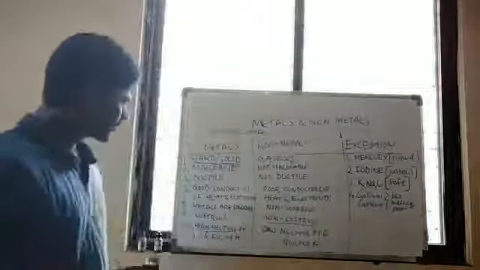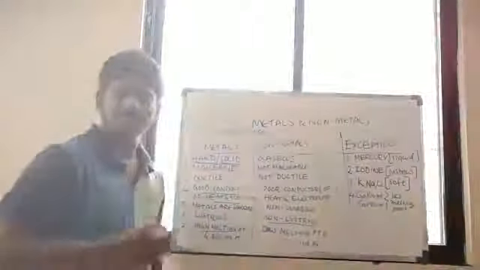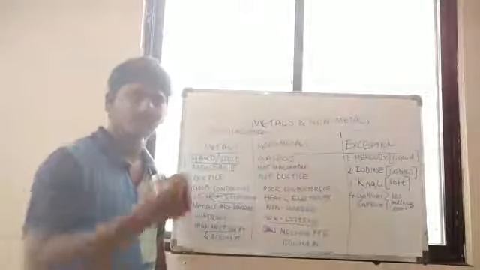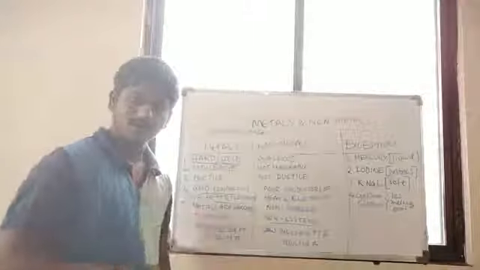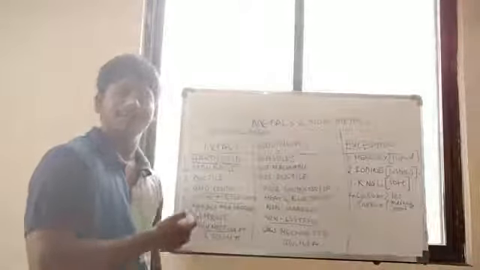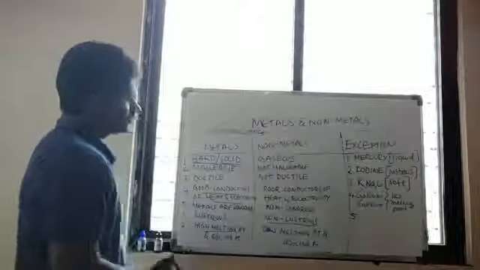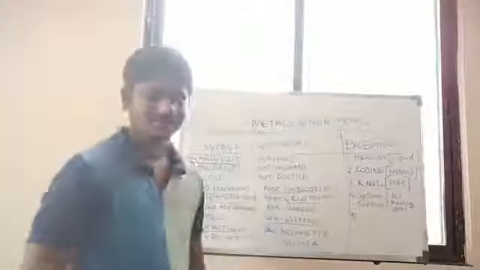Next, we have written that the metals are good conductors of heat and electricity. Which is the best conductor of heat? The best conductor of heat is silver. After silver, copper is there. And which is the poor conductor of heat? The metals which are poor conductors of heat are lead as well as mercury. That you must remember.